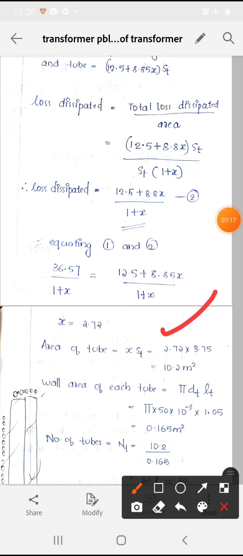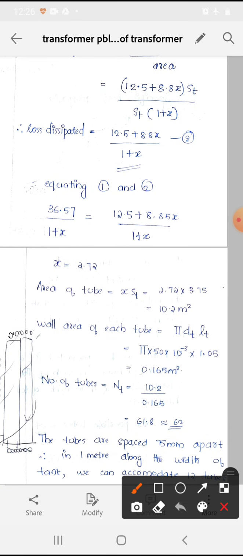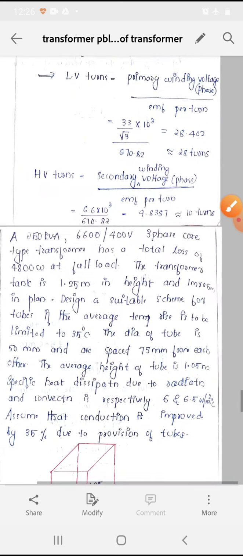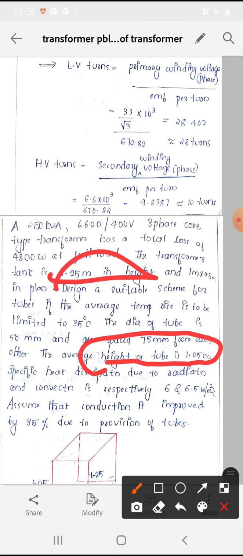Now the wall area of each tube is pi dt lt. In the question, the diameter of the tube is given as 50 and the length of the tube, or height of the tube, is 1.05. So don't get confused with the height of the tube and the height of the tank. The height of the tube is given as 1.05. Don't get confused with the tank height.